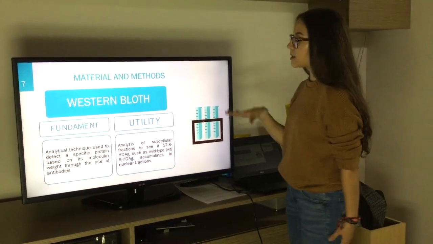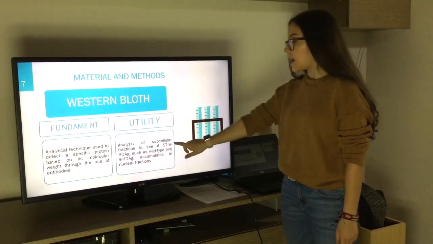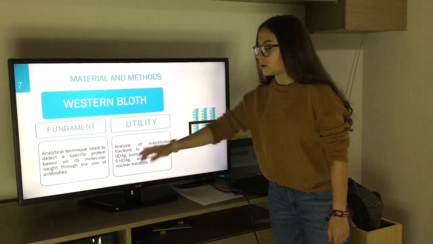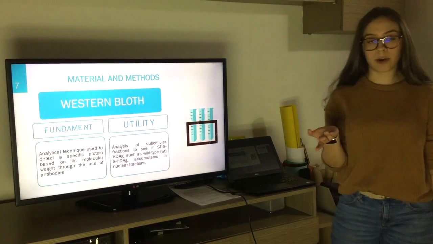In the experiment, they used it as an analysis of cellular fractions to see if this other form of the proteins, such as the wild-type small hepatitis delta antigen, accumulates in the nuclear fractions.